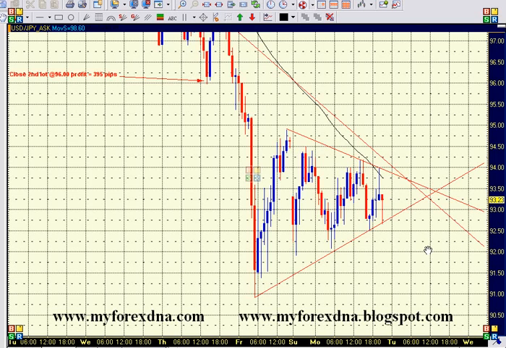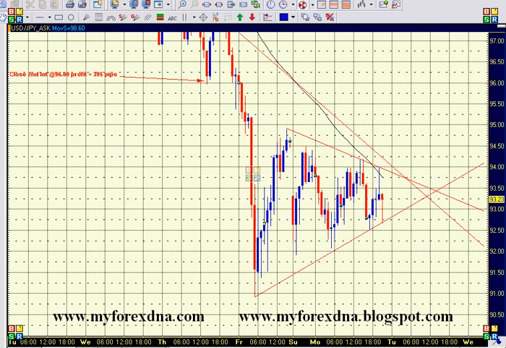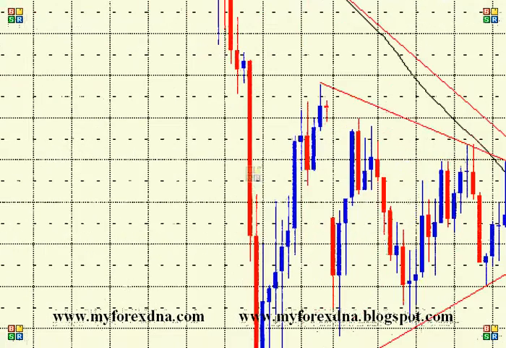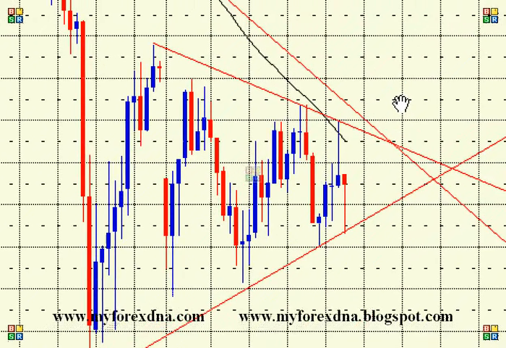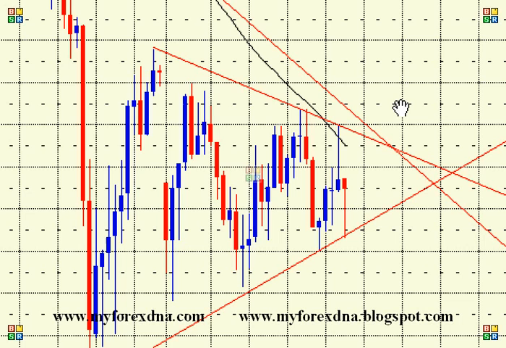Let me zoom in a bit so you can see this better. Anyway, right now the markets are consolidating at the moment, and I'm not quite sure exactly where they are headed. As you can see over here, there is a likelihood that there'll be a breakout on the Japanese yen USD pair.